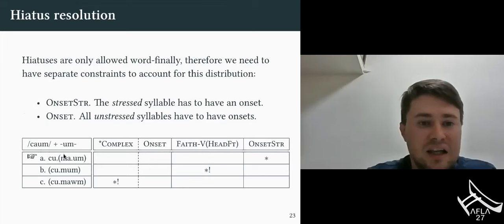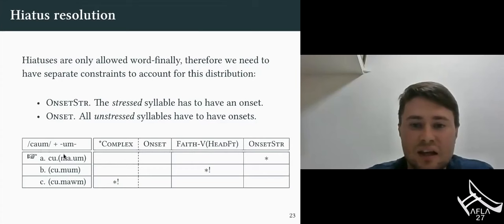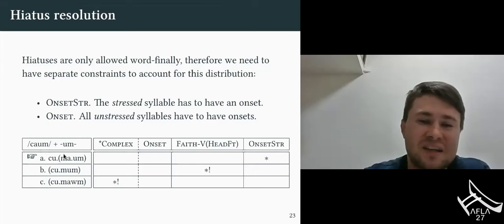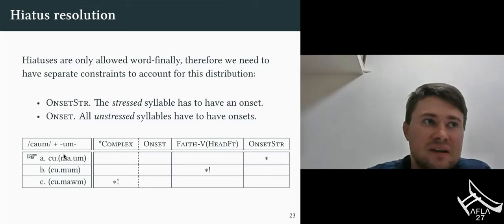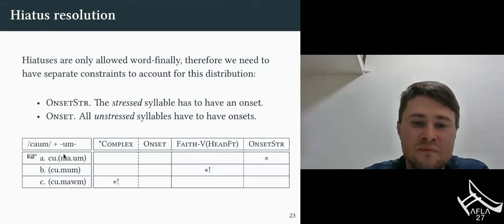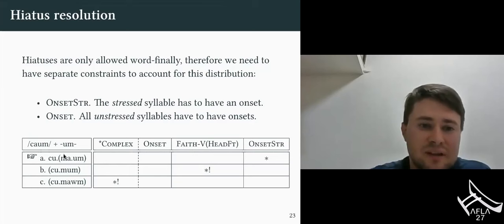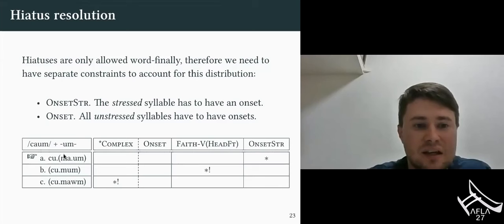And for hiatuses, it's also a weird situation here, because hiatuses are only allowed in the final foot. So another way of saying it is that only the final syllable can be onsetless. Unfortunately, this has to be modeled with two separate constraints. So far, the only solution I've been able to come up with is to separate the requirement of the onset on the final or stressed syllable into a separate constraint. And then they have different rankings. So that's a possible way of doing it, I guess.